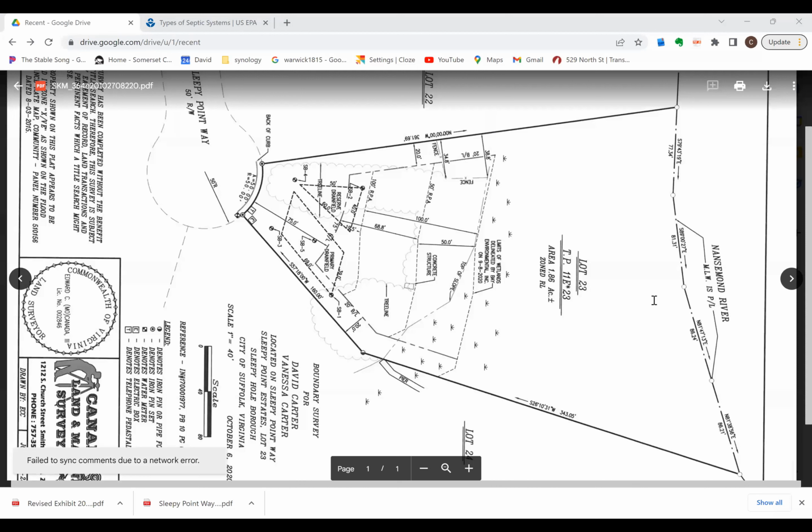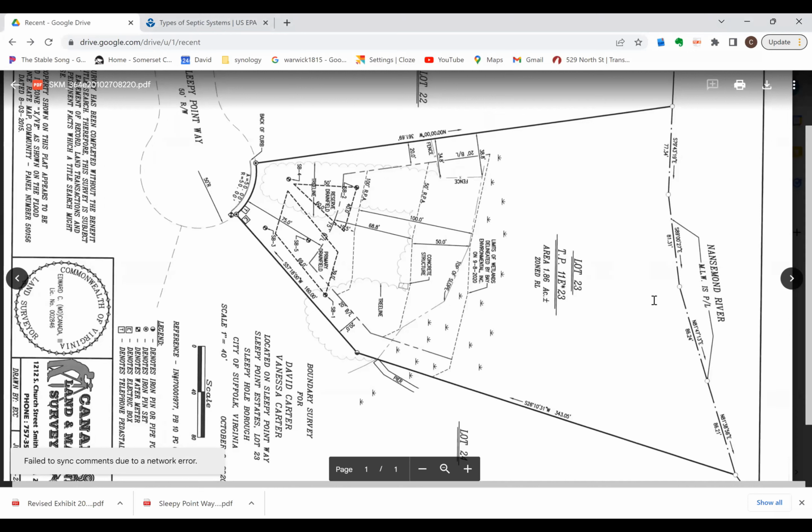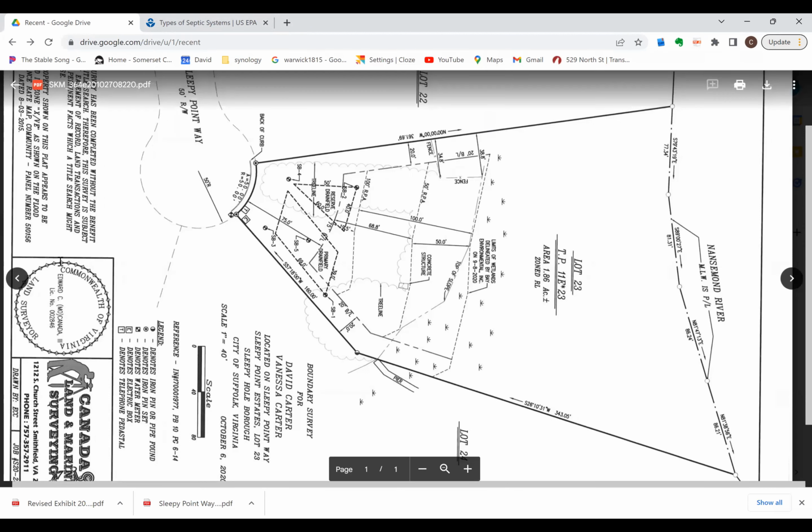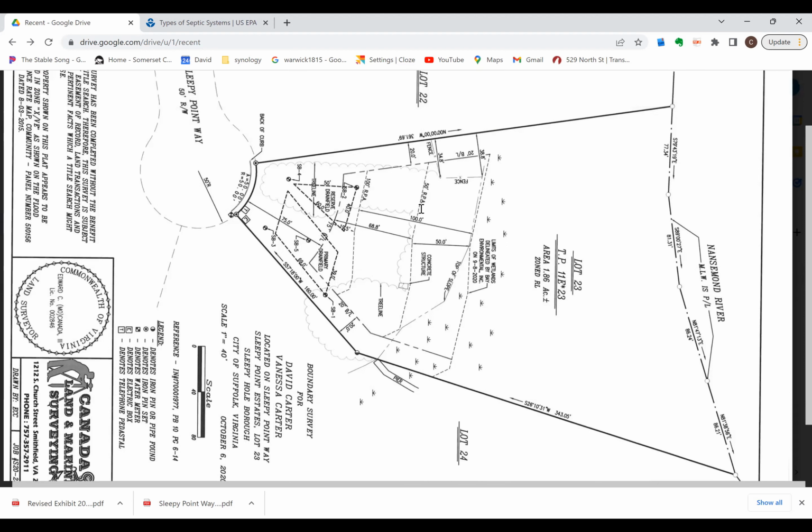So this is lot 23 that I sold back in 2020 during COVID. As you can see the Nansemond River up at the top. It's on Sleepy Point Way out in Suffolk. This is their existing lot as it is. Okay. So we had a wetlands delineation done as well as a septic design. And you see the little thing with the reserve drain field and the primary drain field, that was what was suggested on the survey.